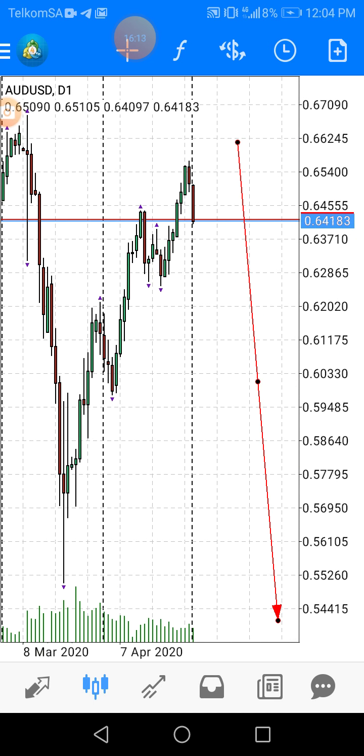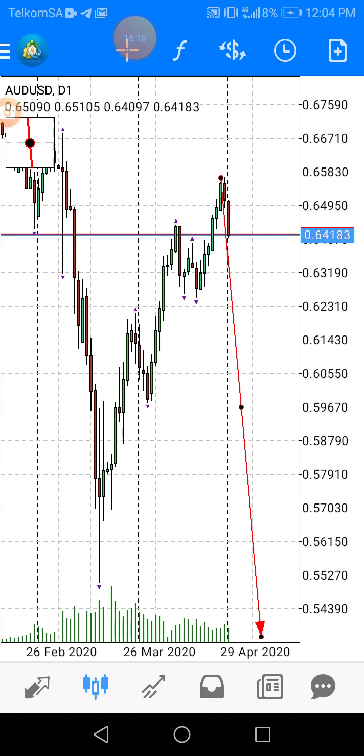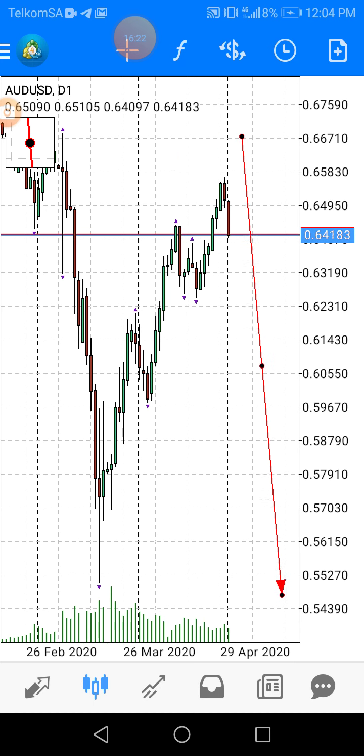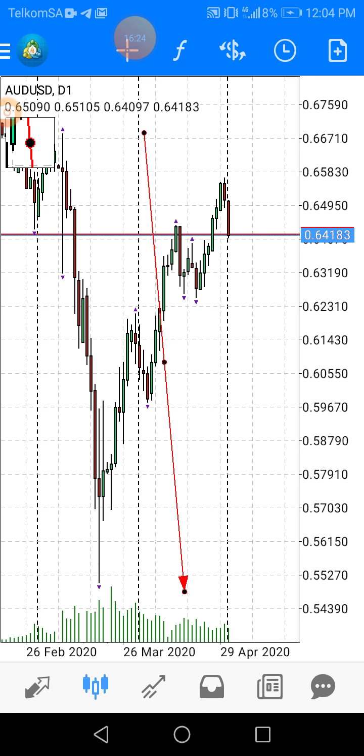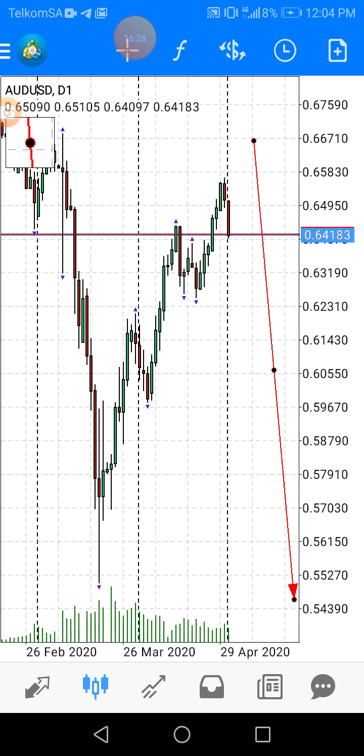So actually, in order for the market to go down, market needs liquidity. So this strategy must be completed, double top around this area. Then we will see double bottom. Then we will adapt the new market structure. So that will happen in the future.